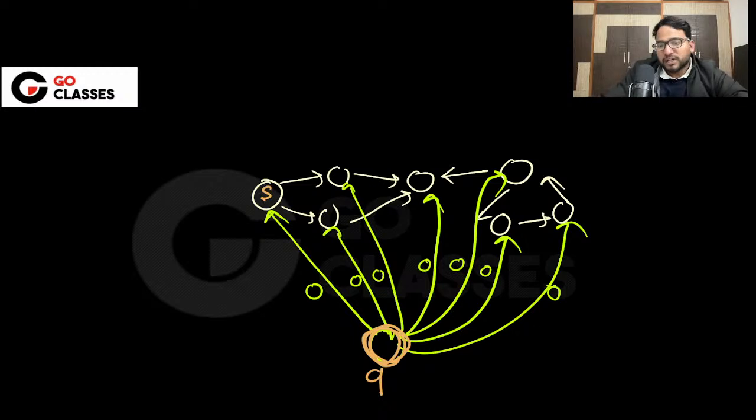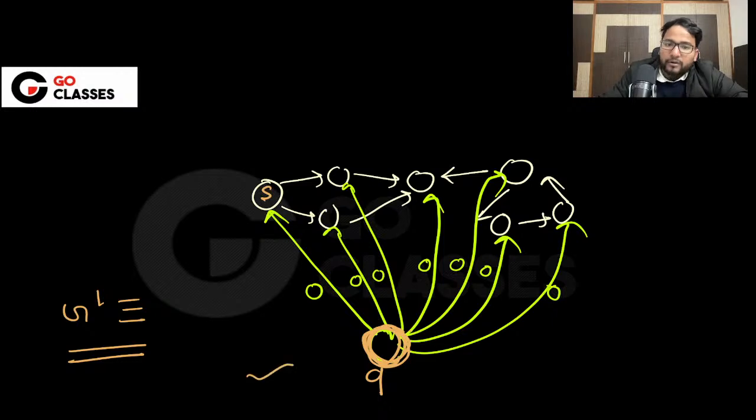So see here, if I want to check this negative cycle, and it is not reachable from S, then I will modify the graph. If I want to check whether there is a negative cycle or not, I can modify this graph as G dash. And then I will run Bellman-Ford.